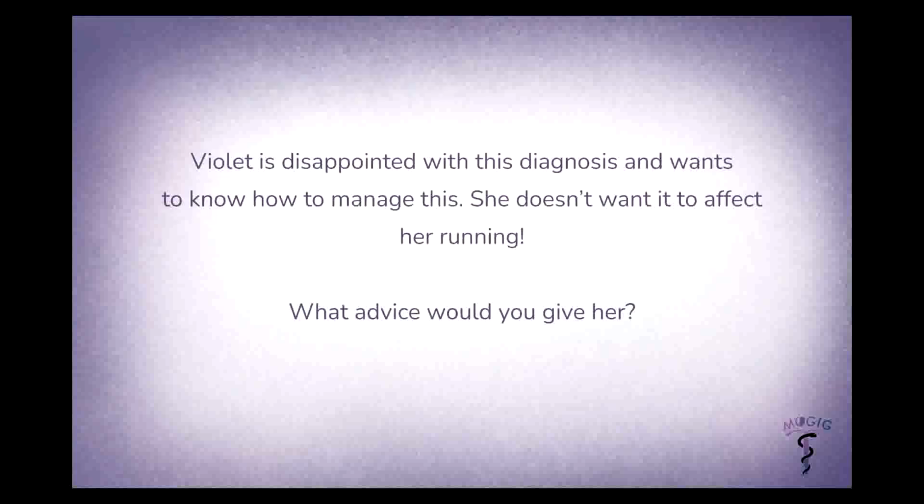So Violet's disappointed with this diagnosis and wants to know how to manage it. She just doesn't want it to affect her running. She's really enjoying it, and it's a good way to wind down from worrying about her children. What advice would you give her?